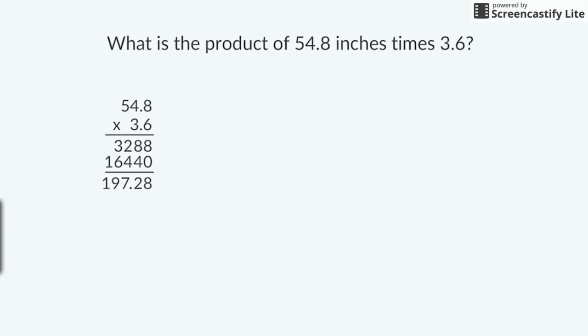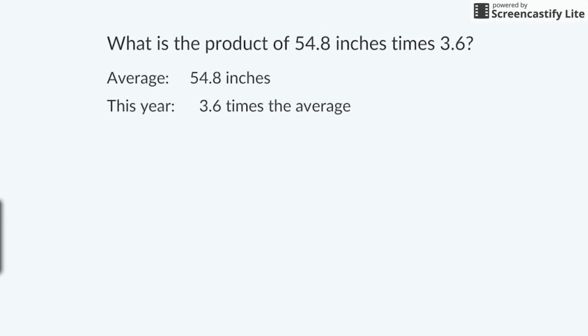We can check to see if my answer makes sense by estimating. Let's look at the info we started with. What should I round the average of 54.8 inches to? I can round the average to 50. Then, I can round the other number to 4. 50 times 4 is 200.